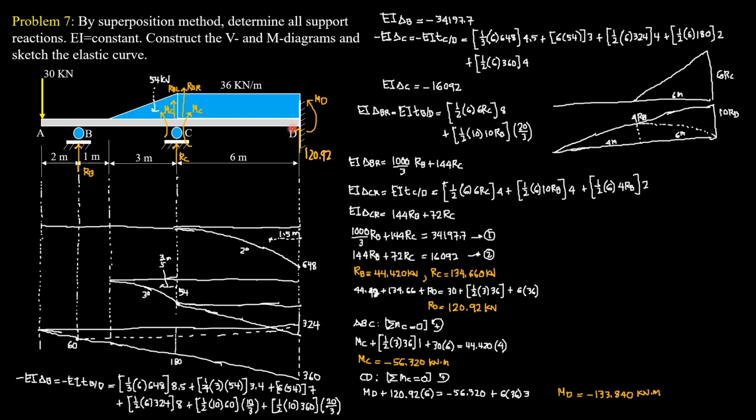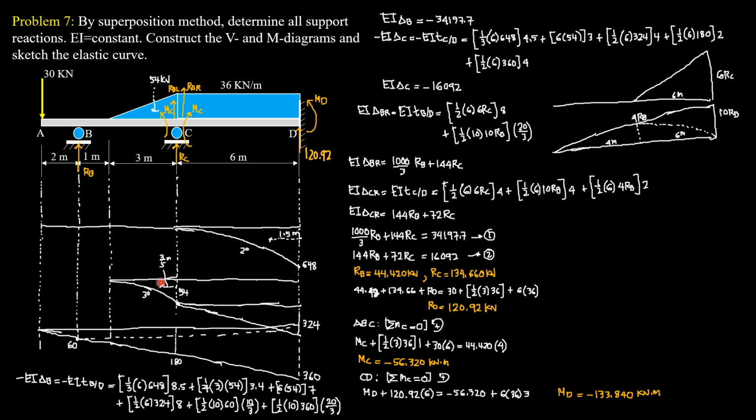Beginning with this area, the area is 1/3 times 6 times 648. Since this is 6 over 4, the distance of the centroid from D is 6 over 4 or 1.5. The distance of the centroid from B, because this is the moment of area between B and D with respect to B, so the point of reference is B, is 4 plus 6, 10. 10 minus 1.5 is 8.5. So that's why the moment arm here is 8.5 for that area.